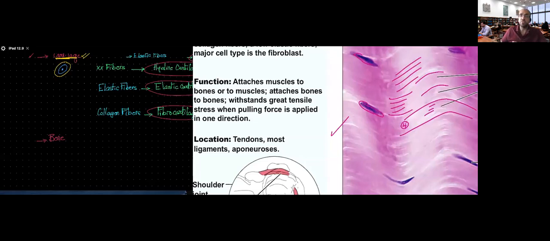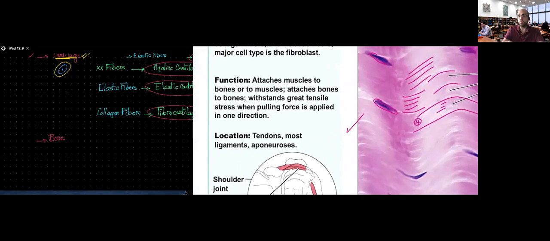So what is the function of the dense regular connective tissue and where is it located? If you go to the gym, when you train your biceps, are you going to be training it like this or like this? What do you think? Like this or like this? So A or B?